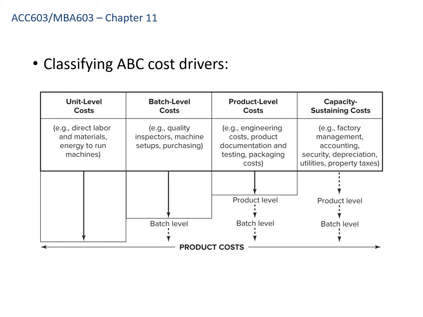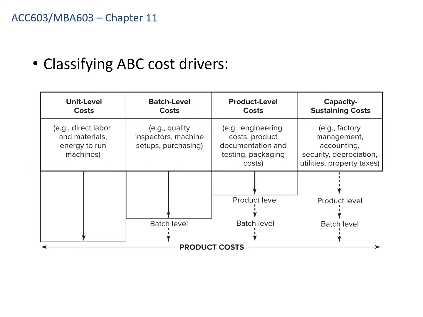So this is a graphic from your book. We have different levels of support costs that exist. One would be the unit level. That would be direct labor and direct materials and maybe some variable overhead that's directly associated with each unit that's produced. And then we're going to have some batch level costs.